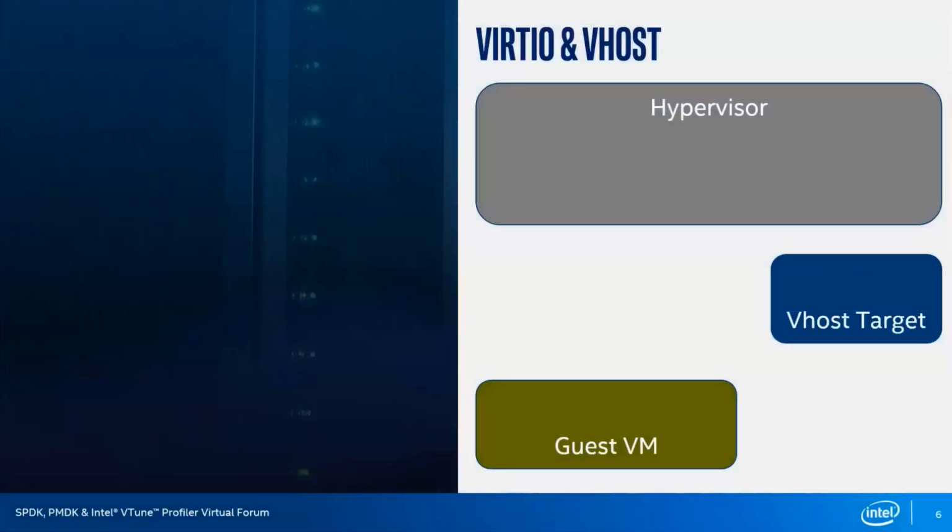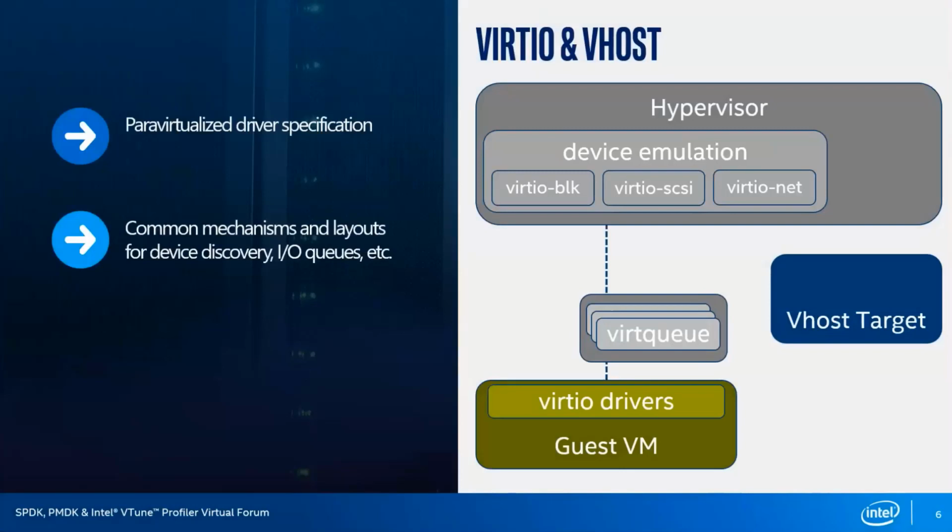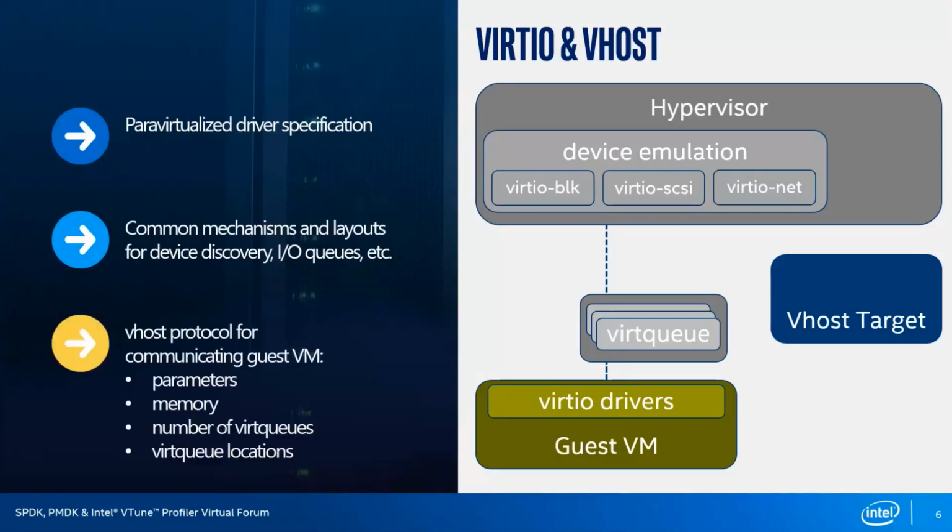SPDK uses virtio and vHost to expose storage to the VMs. Virtio is a set of paravirtualized driver specification with specific set of protocols in mind. Shown here are virtio-blk, virtio-scsi, virtio-net, while there are many others. Virtio is responsible for specifying common layout and set of mechanisms for device discovery and communication via virtqueues. Meanwhile, vHost allows to communicate to the VM parameters of the virtual devices. The devices can be configured even from user space processes, as is the case with SPDK vHost target.